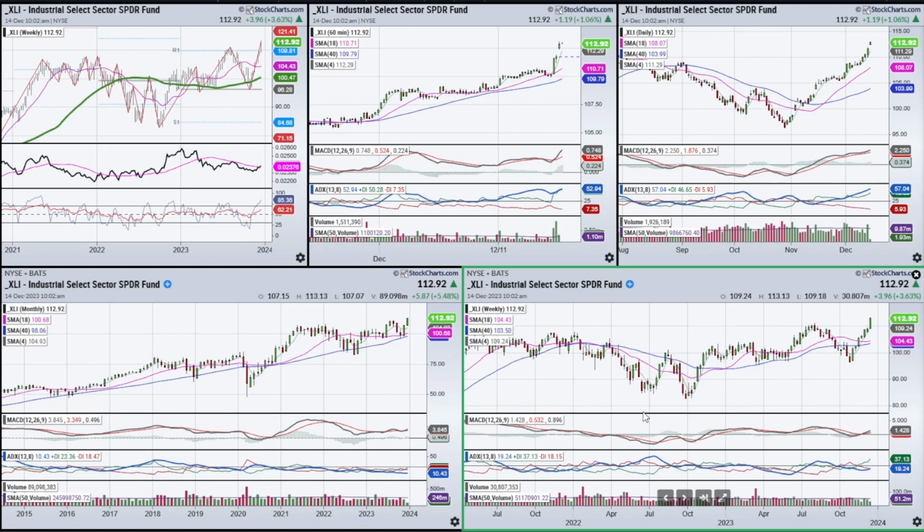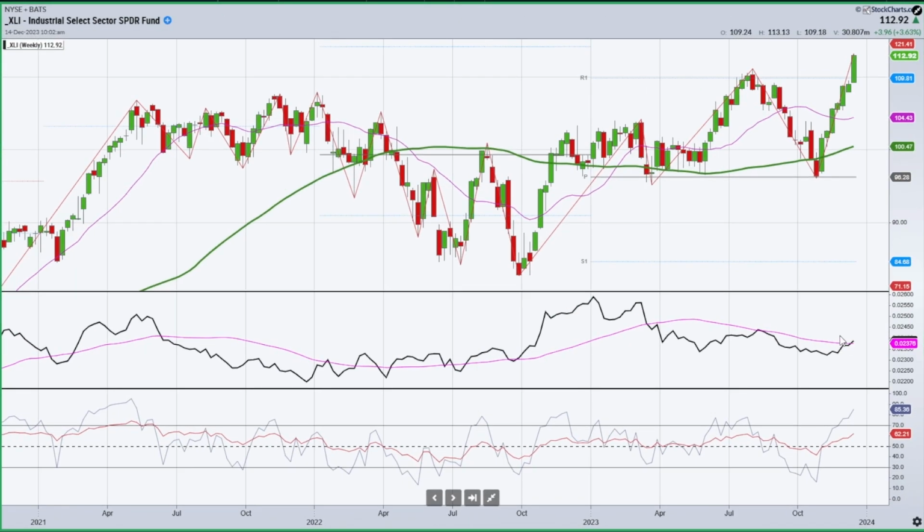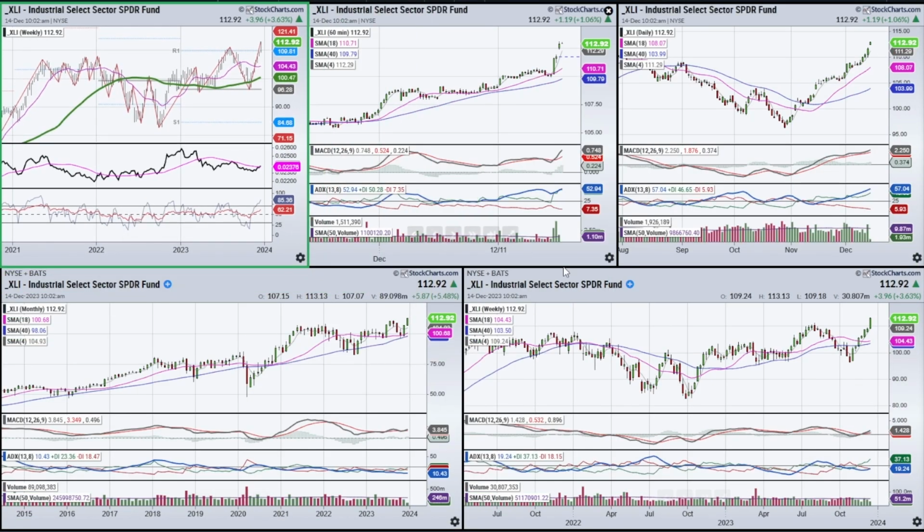Okay, let's look at the XLI. This is another one showing a lot of strength and actually breaking to a new high. We're getting some improvement on a relative basis here, so somewhat encouraging from that standpoint. Another one I'd be watching for on a pullback.